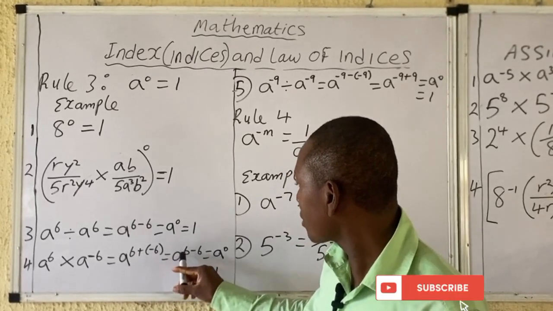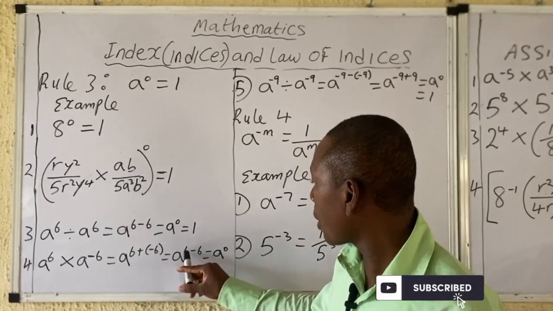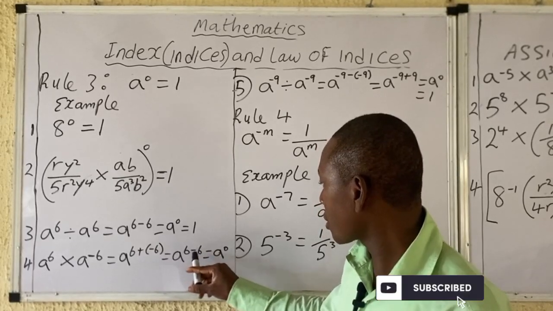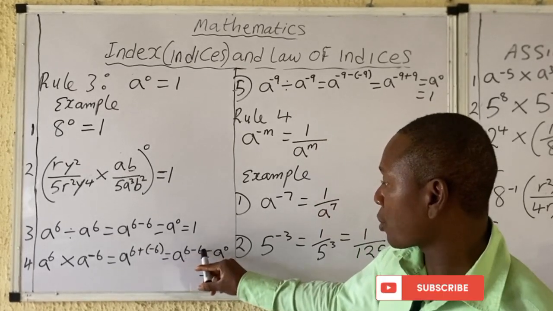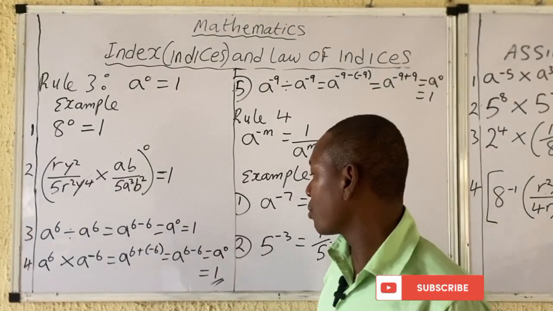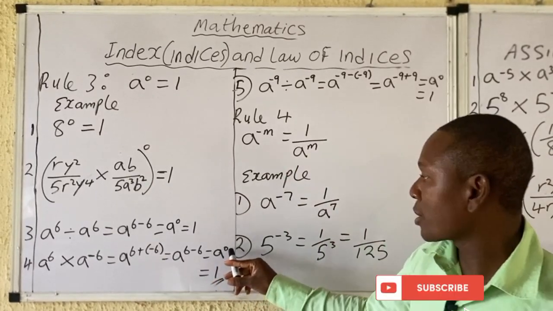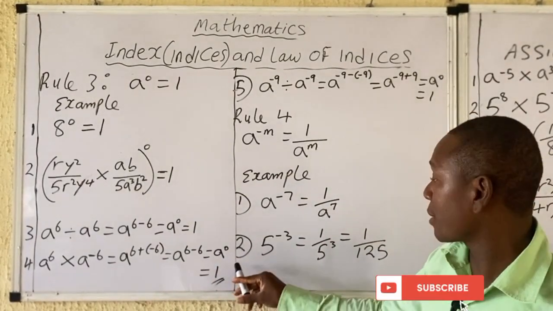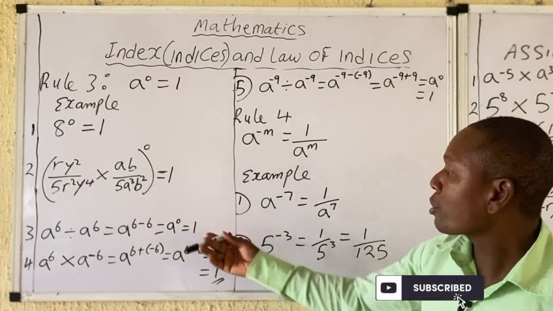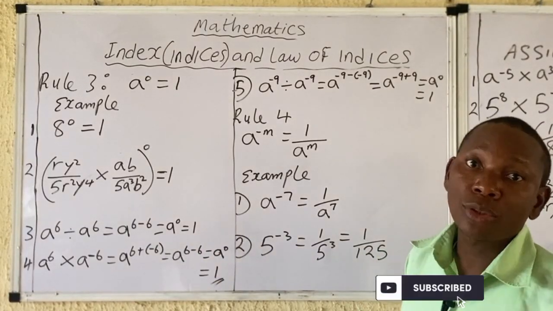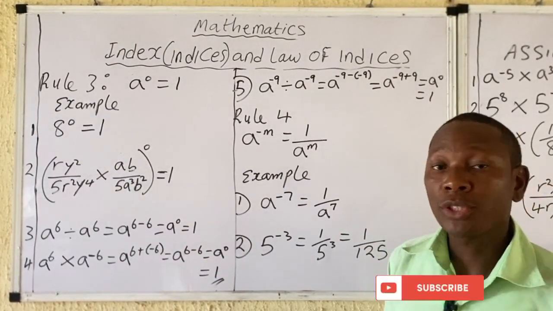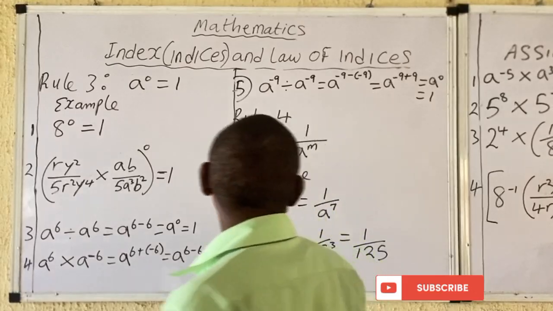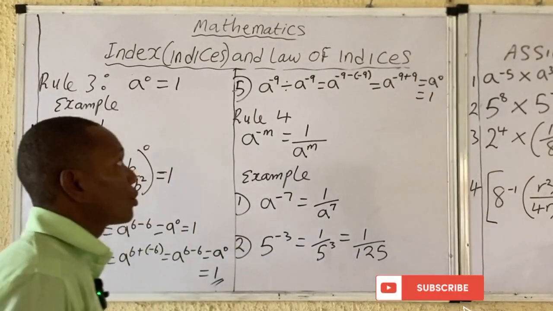So we now have a raised to the power of 6 minus what? 6. So 6 minus 6 is 0. Again, we have a raised to the power of 0, and our final answer is 1. I'm just changing the pattern of the question so that no matter how you're giving the question, you can easily answer it. Now, let's take a look at the last example in this rule.